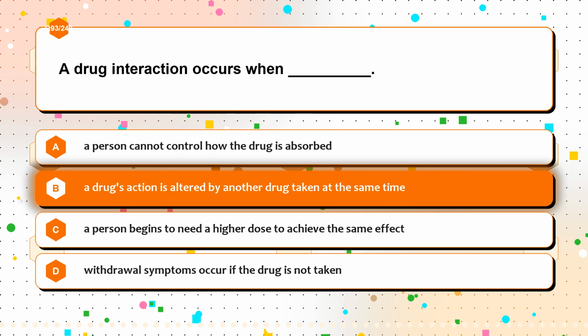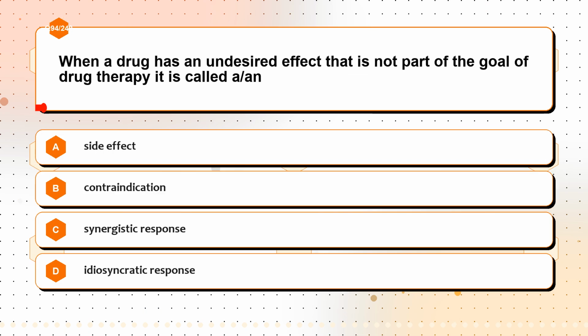The correct answer is option B. A drug's action is altered by another drug taken at the same time. Question 94. When a drug has an undesired effect that is not part of the goal of drug therapy, it is called a/an. Here are the options. Option A. Side effect. Option B. Contraindication. Option C. Synergistic response. Option D. Idiosyncratic response.